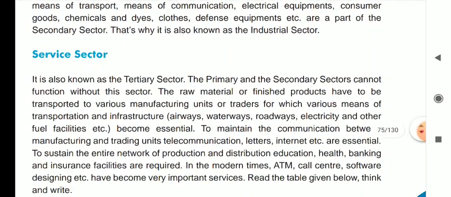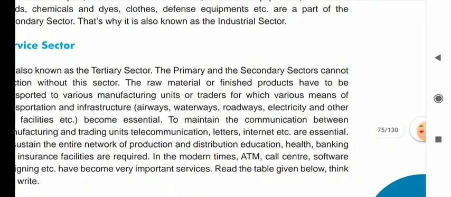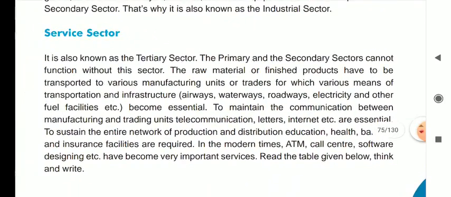Next one, service sector. It is also known as the tertiary sector. The meaning of tertiary is third rank. The primary and the secondary sectors cannot function without this sector, and the service sector cannot function without the help of the primary and the secondary sectors.